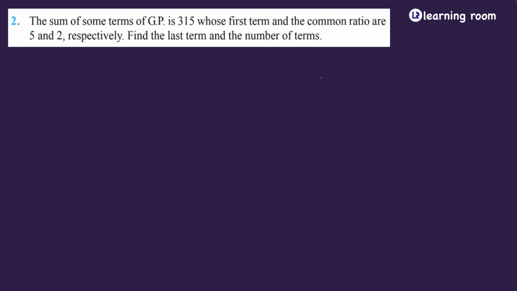So Sn is equal to A into (R power n minus 1) divided by (R minus 1). Do it. 315 is equal to 5 into (2 power n minus 1) by 1. So 5 cancels, giving 63. So 2 power n is equal to 64, and n is equal to 6.